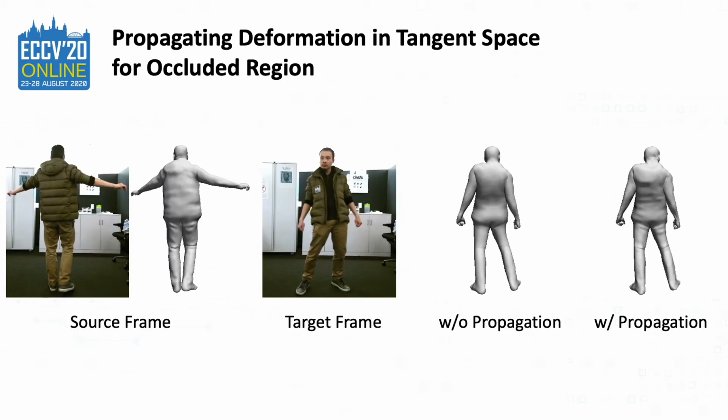In mesh refinement, we proposed a deformation propagation loss to handle occluded regions. To reconstruct a vertex invisible in the current frame, we find the visible counterpart in the set of keyframes and propagate the deformation from it. The comparison shows that the one with propagation has more clothing details.